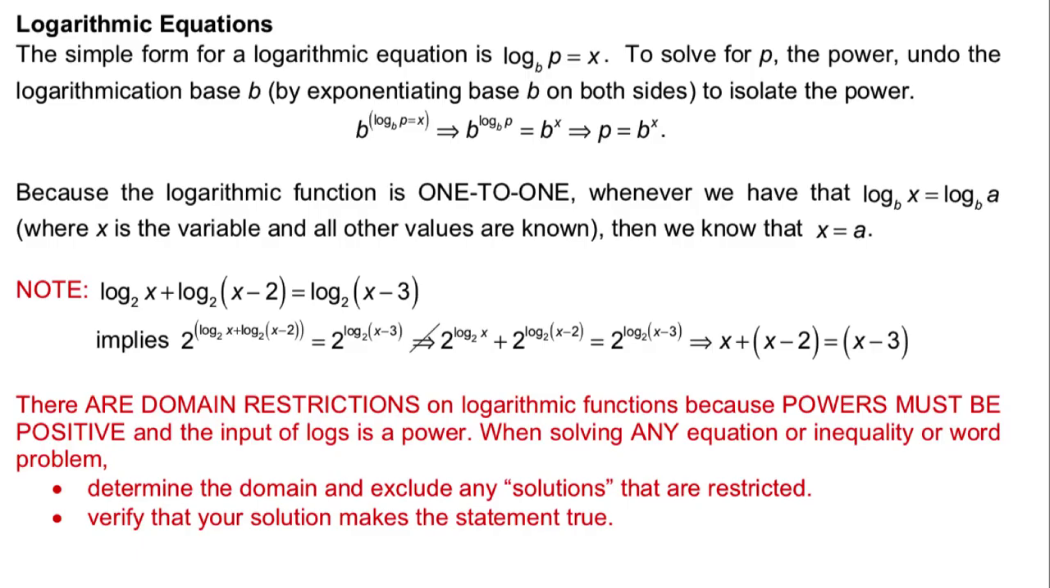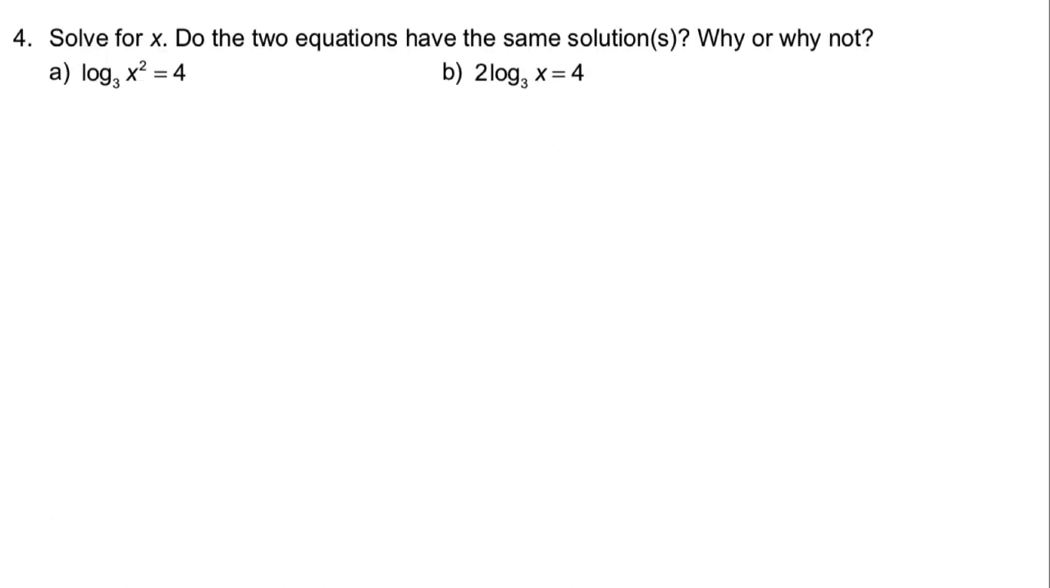So now let's take a look at equations that are posed as logarithmic equations. When we have a logarithmic equation, the input of a logarithm is a power. And powers, as we know, must be positive. So we have input restrictions or domain restrictions because the input of a logarithm is a power which has a restriction on it. So we have to be really careful when we're solving these equations. You could read these notes, but let's actually just take a look at some examples.